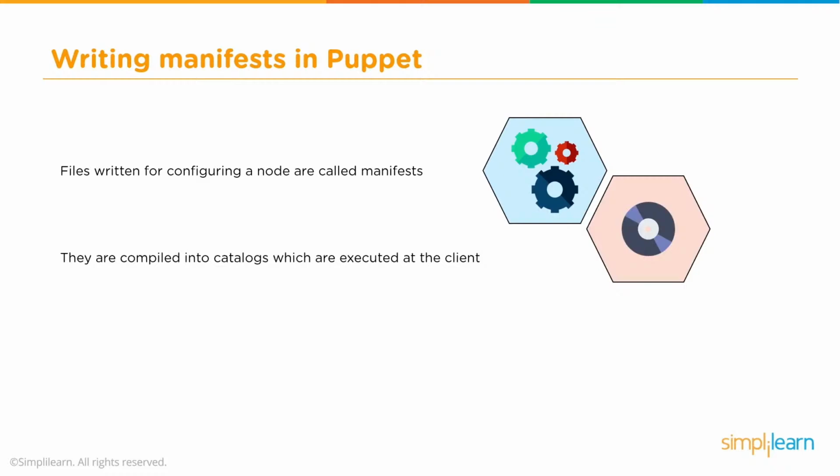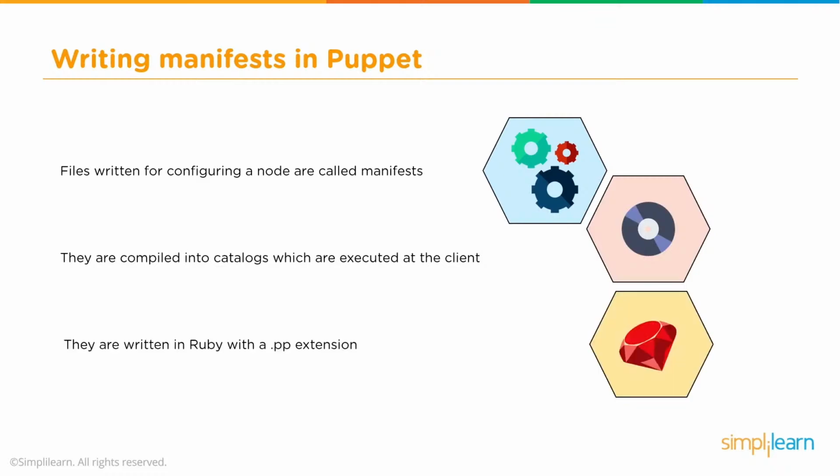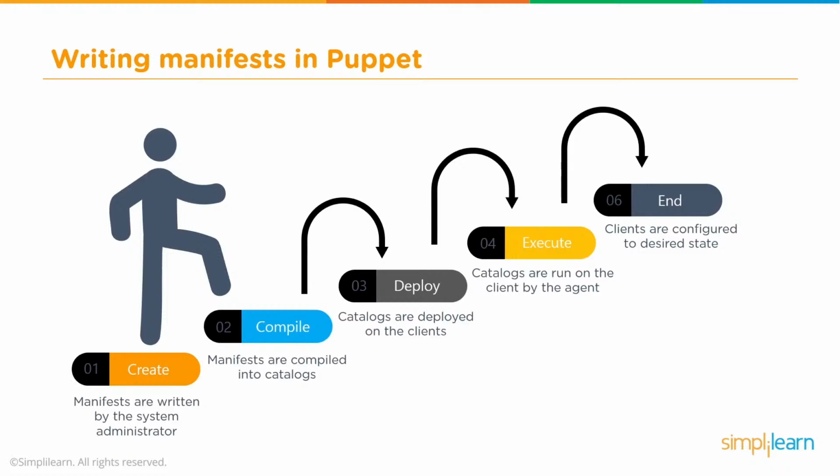The manifests are compiled into catalogs, which are then executed on the client. Each of the manifests are written in the language of Ruby with a .pp extension. And if we step through the 5 key steps for writing a manifest, they are: 1. Create your manifest, and that is written by the system administrator.